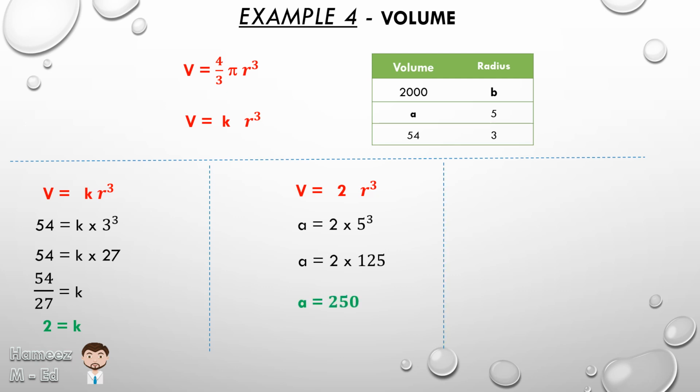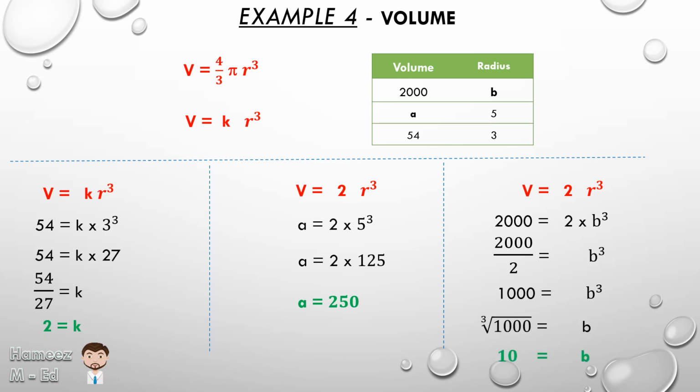And finally, V is equal to 2r cubed, and we'll substitute to find B. 2000 is equal to 2 times B cubed. So 2000 over 2 is equal to B cubed. So 1000 is equal to B cubed. And we carry the cube across, so it will be the cube root of 1000. B is equal to 10.